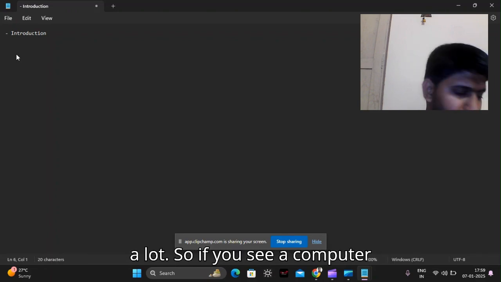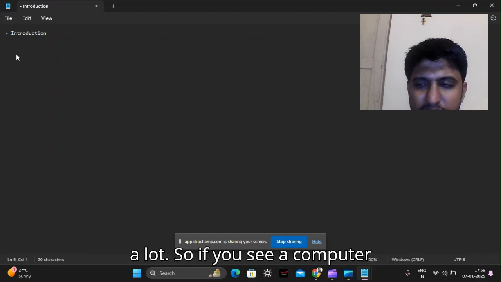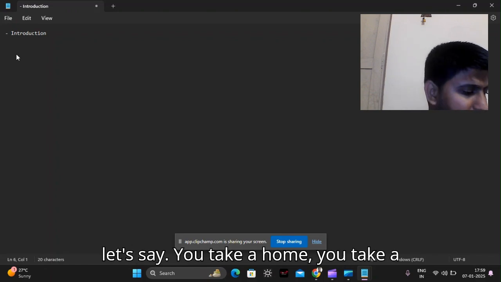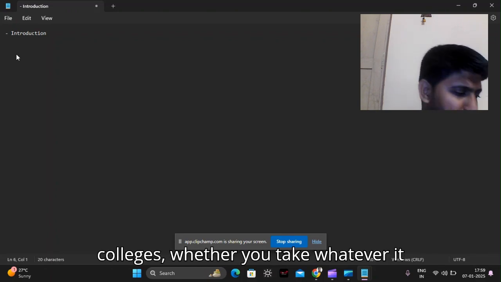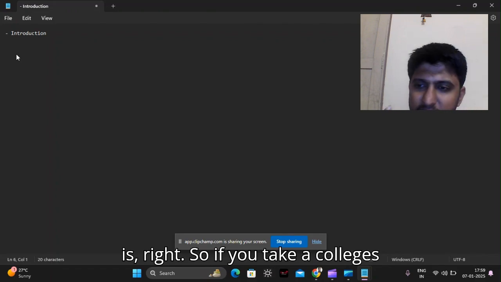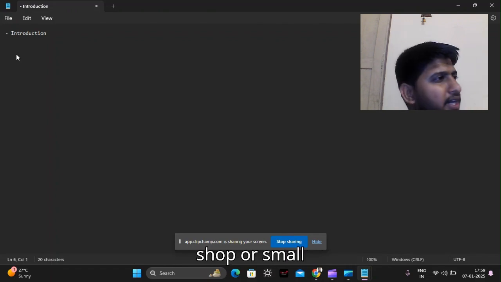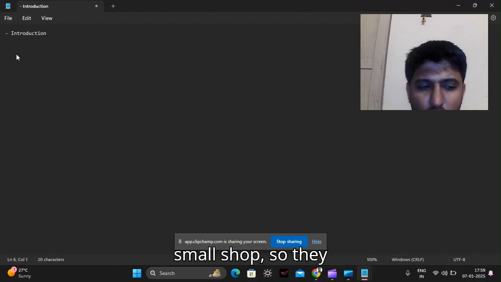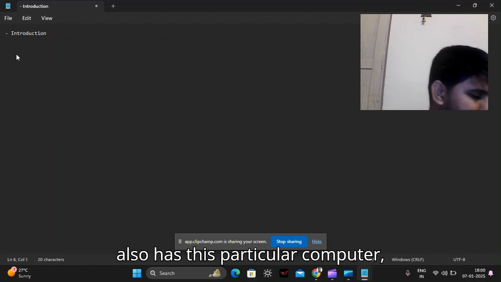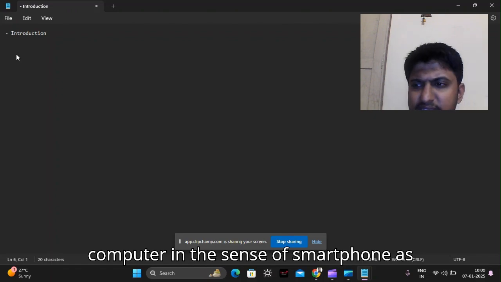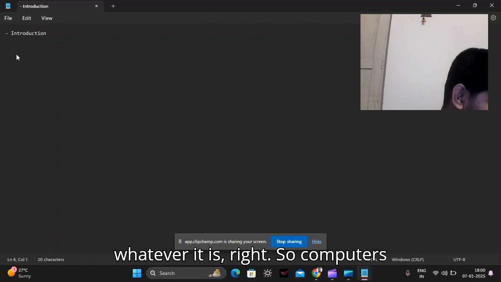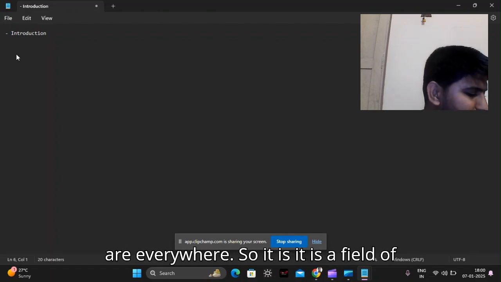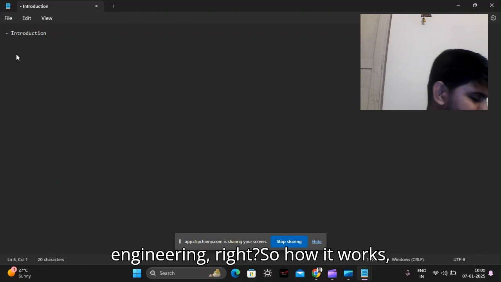And a lot of people will understand a lot. So if you see computers, right, computers are used everywhere. Let's say you take a home, an office, your colleges, whatever it is. If you take a college shop or a small kirana shop, they also have a computer, in the sense of a smartphone as well. We can consider it so. So computers are everywhere. It is a field of engineering, right?